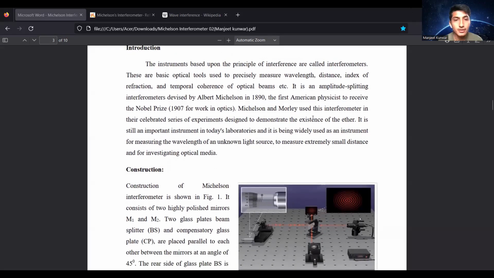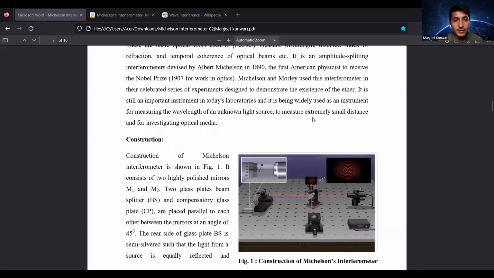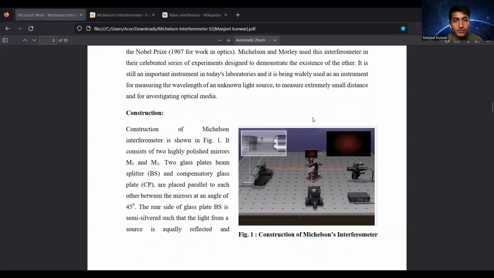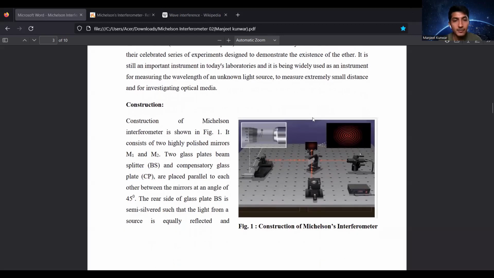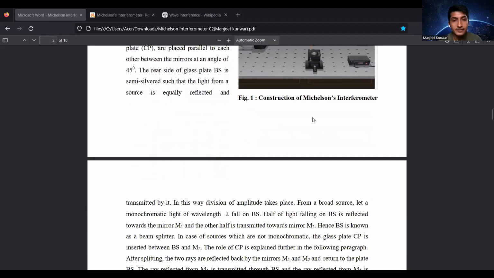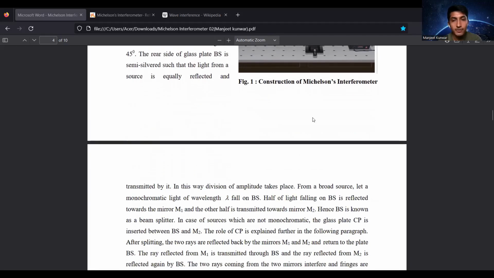And we come to the construction of the Michelson interferometer. Construction of the Michelson interferometer is shown in Figure 1. It consists of two highly polished mirrors M1 and M2, and two glass plates, the beam splitter BS and the compensating glass plate CP, placed parallel to each other between the mirrors at an angle of 45 degrees. The rear side of glass plate BS is semi-silvered such that light from the source is equally reflected and transmitted by it. In this way, the division of amplitude takes place from the broad source.